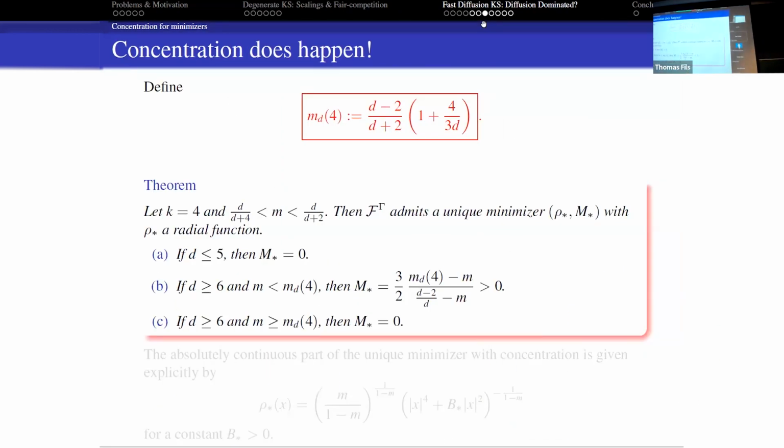So to be precise, for K equals 4, if M is between D over D plus 4 and D over D plus 2, you have a minimizer such that if the dimension is less or equal than 5, the M star is 0. But as soon as the dimension is larger or equal than 6, you have this critical M such that if you are below, then your mass is known, explicit, and it's positive. And if D is larger or equal than 6, and you are above that critical value, the M star is 0. So you have a critical value making a difference between concentration and non-concentration. So that's the final result I wanted to mention.